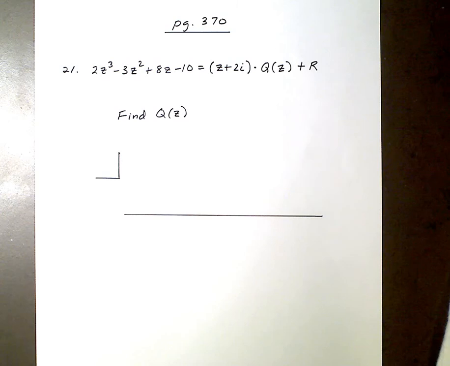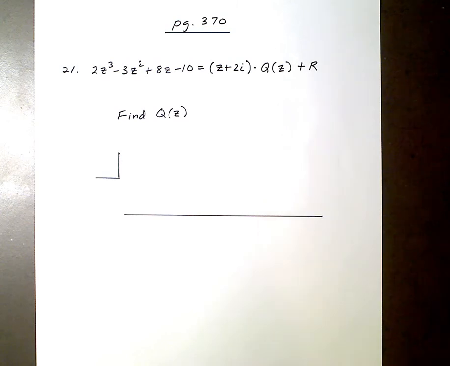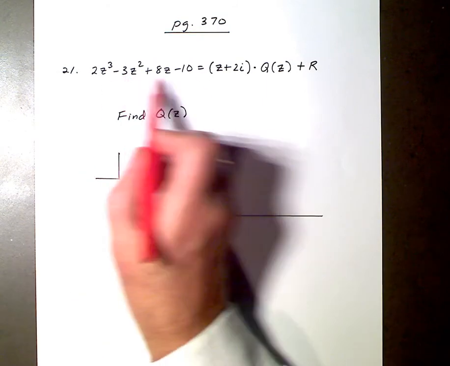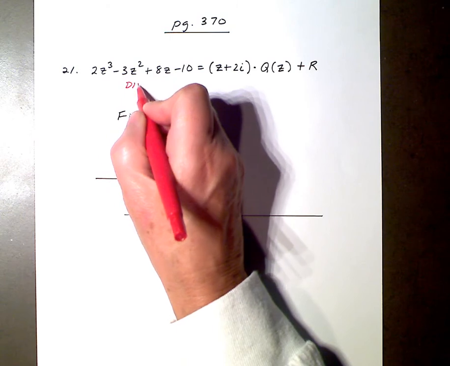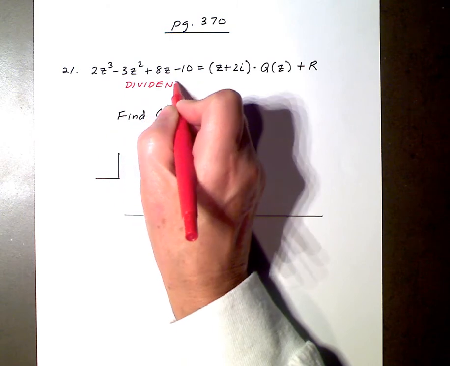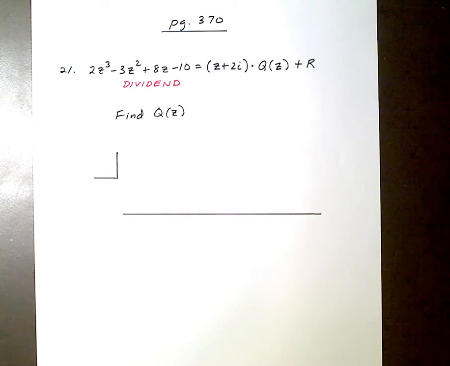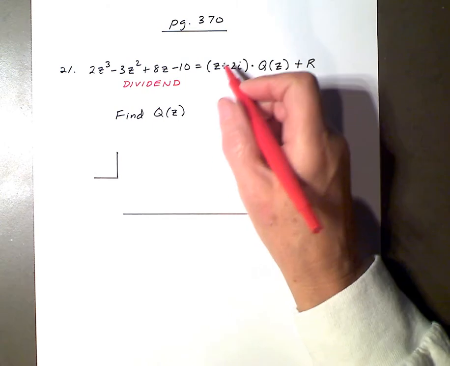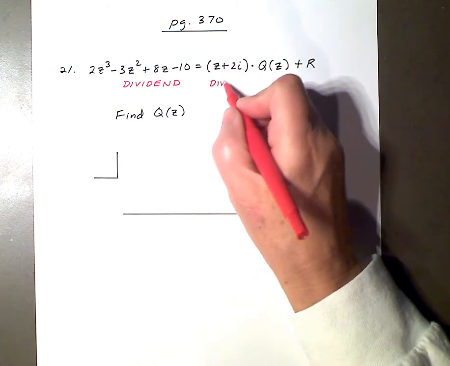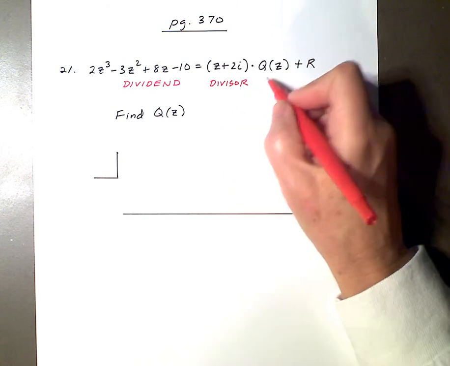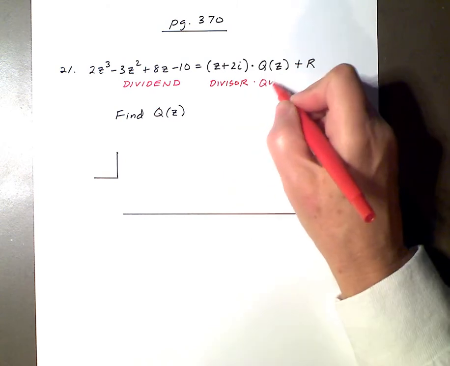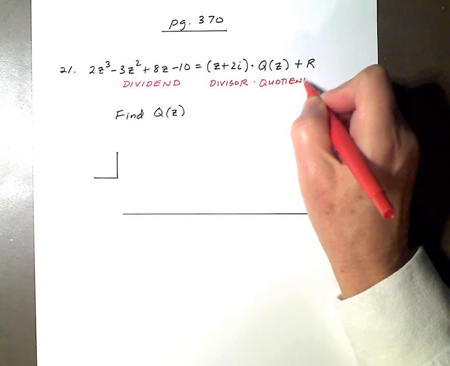This is exercise number 21 on page 370, and we're supposed to find a quotient and a remainder in this problem. So we're given number 21, and basically they say this polynomial here, which is just our dividend, the thing we're going to divide, is equal to what we're dividing by, the divisor, times the quotient, and then plus a remainder.